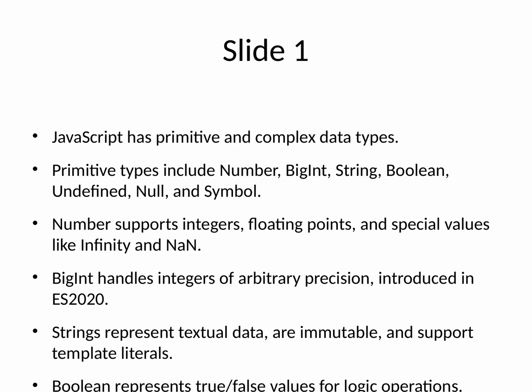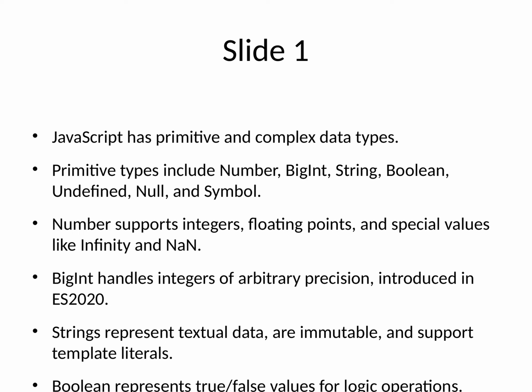We have objects, arrays, functions, Date, RegExp, and Map. Objects are collections of key-value pairs and serve as the fundamental building block of JavaScript. You can create an object using object literals, constructors, or Object.create. For example, let person = {name: 'John', age: 30}.